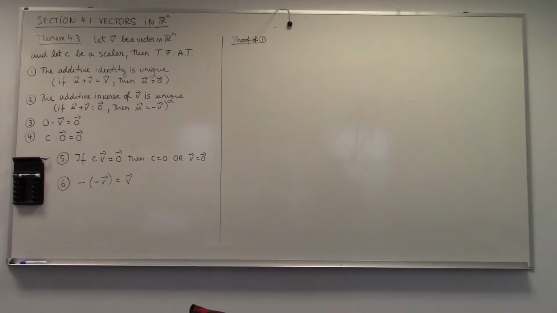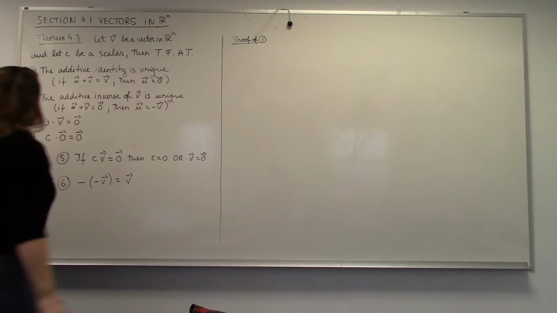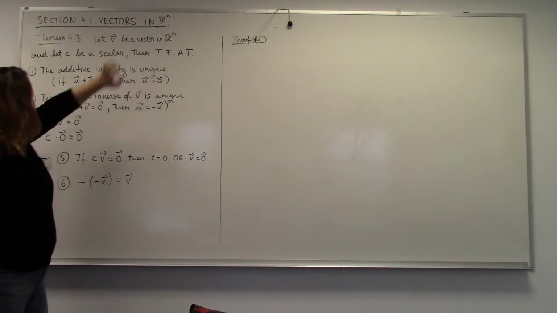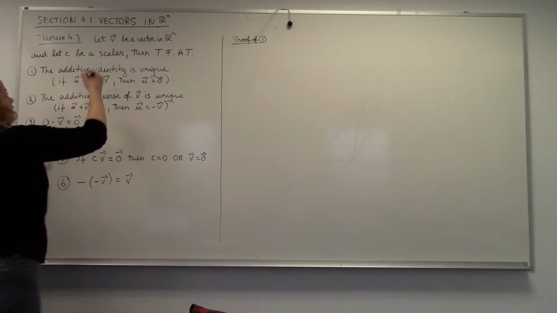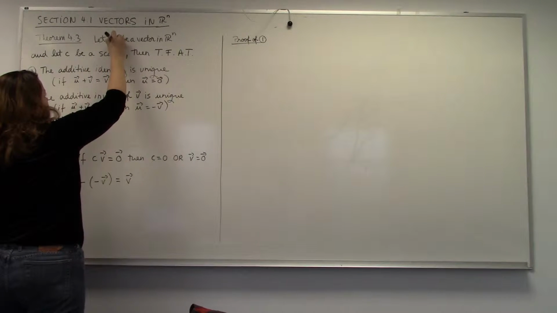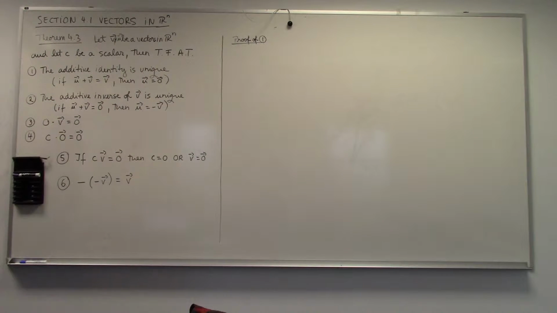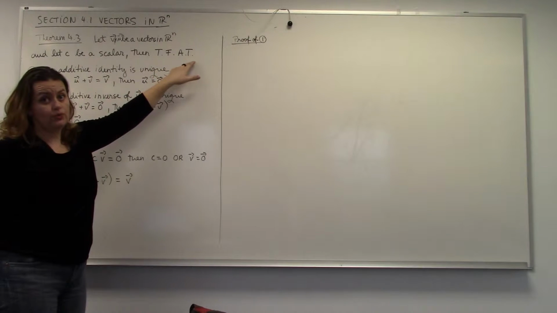All right, let's do some proofs. So, Theorem 4.3 in your book, in section 4.1 still, says that if we take u and v to be vectors in Rn, and c a scalar, then the following are true.